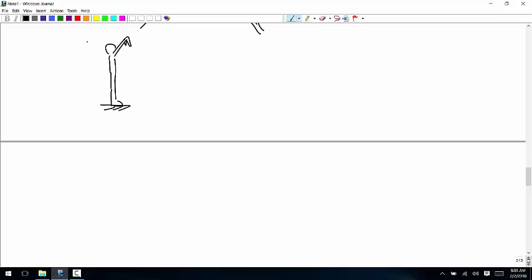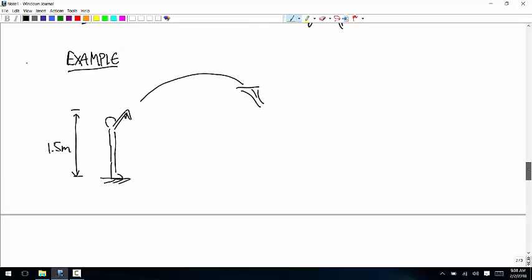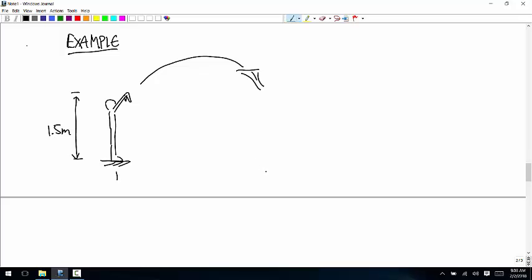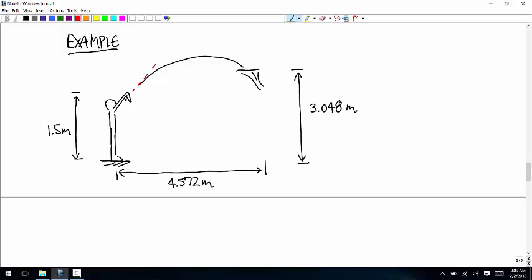Okay, so let's say that he releases the ball at 1.5 meters from the ground. And this distance is 4.572 meters. That's 15 feet. That's the free throw line. The height of the basket is 10 feet. So that's 3.048 meters. And let's say that the ball is released at an angle of 45 degrees with the horizontal.